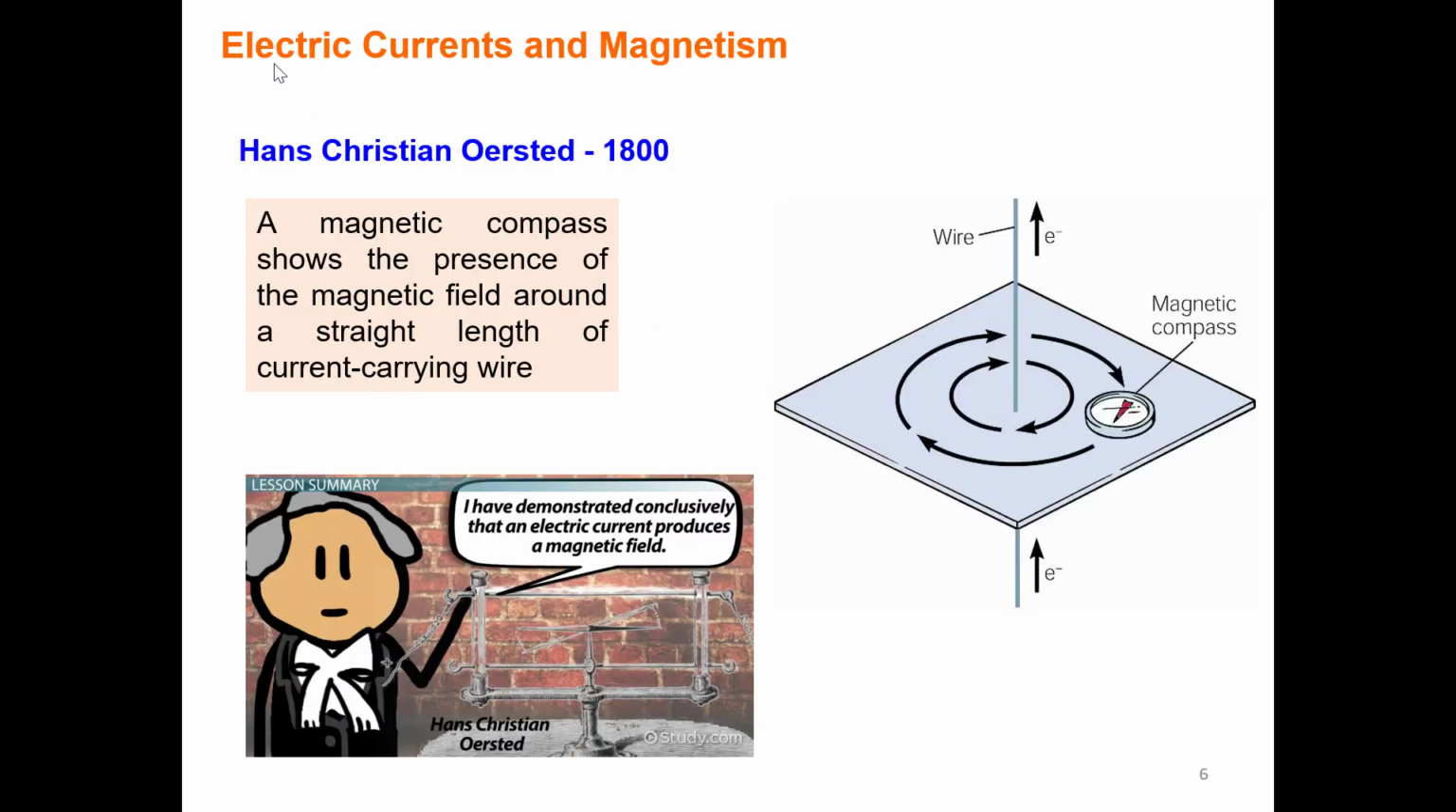Now let's see the relation between electric currents and magnetism. In the 1800s, Hans Christian Oersted observed that when current flowed through a wire, the magnetic compass deviated. Since the needle of the compass is a magnet itself, he concluded that the electric current flowing in the wire produces a magnetic field. Then he demonstrated that an electric current produces a magnetic field.